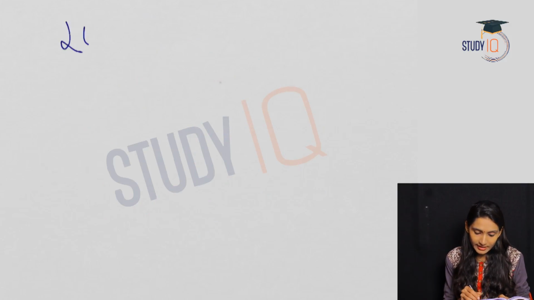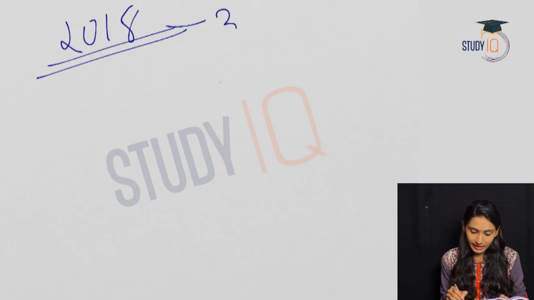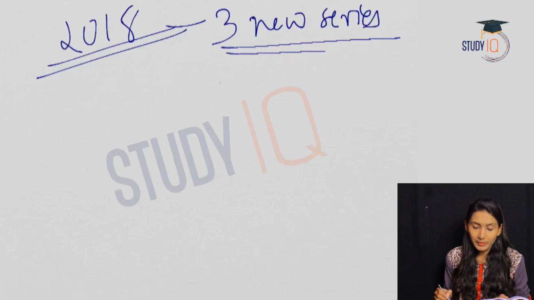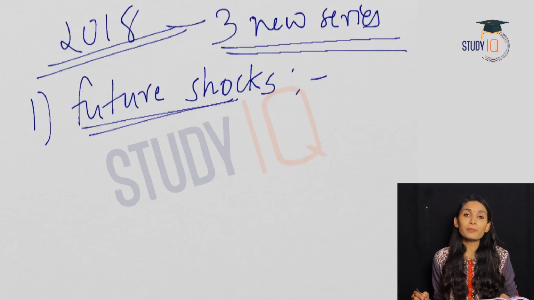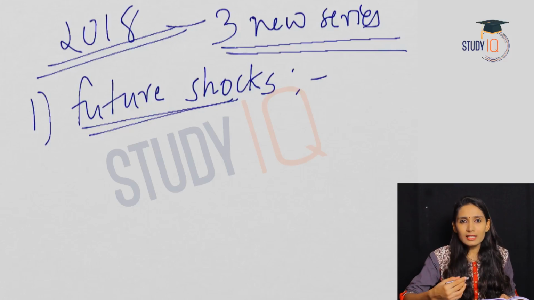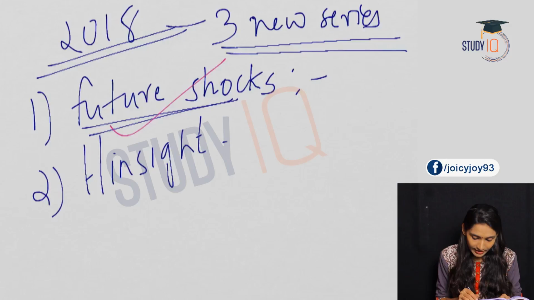And the 2018 global risk report also provides 3 new series. So let us also see what are the 3 new series that are added by the 2018 report. First one is the future shocks. The future shocks in the report deals with uncertain events that can happen in the future, or risks that are highly unpredictable, which can come as shocks or unpredictable things that can come out in the future. The second one is the hindsight.